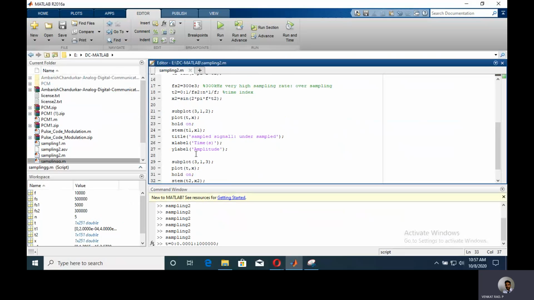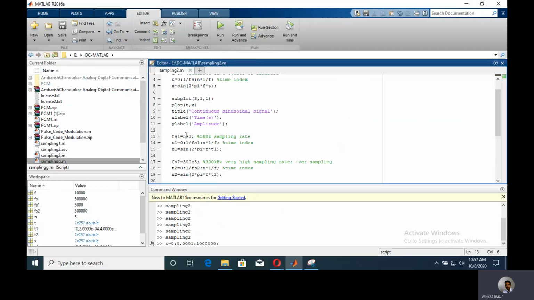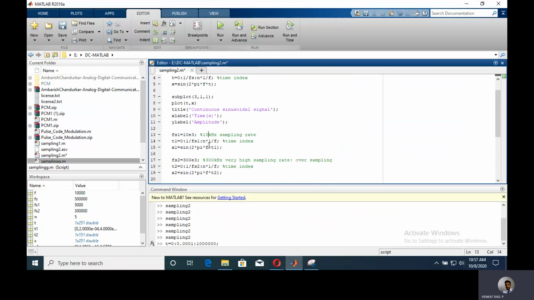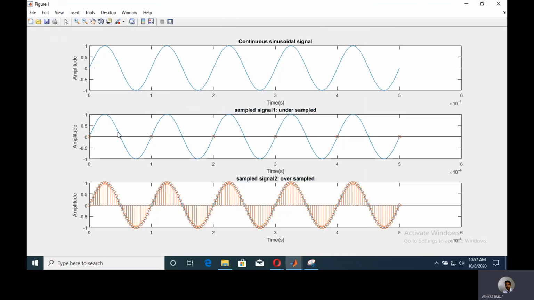For example, let us change the undersampling case to 10 kHz. So Fs is equal to 10 kHz and Fm is again 10 kHz. Fs is 10 kHz, which is less than 2 times Fm, and 2 times Fm is 20 kHz. So again this is considered an undersampled case. Again, if you observe, there are very few samples to reconstruct the original signal. So these are the different conditions of sampling.